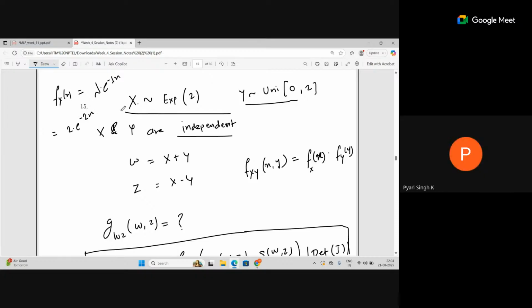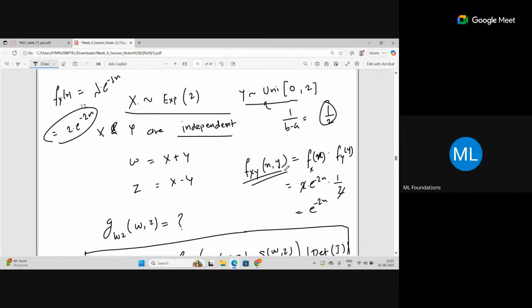Okay, Y is a uniform distribution. What is the PDF of y? It is 1 upon 2, right? So to find its joint density, we multiply this into this. So it is 2 into e to the power minus 2x into 1 by 2. The 2s get cancelled, and I'm left with e to the power minus 2x. So this is the joint density which is known to me, right?